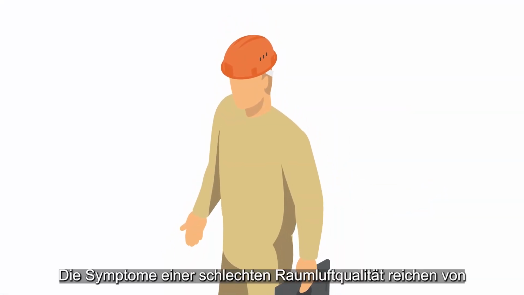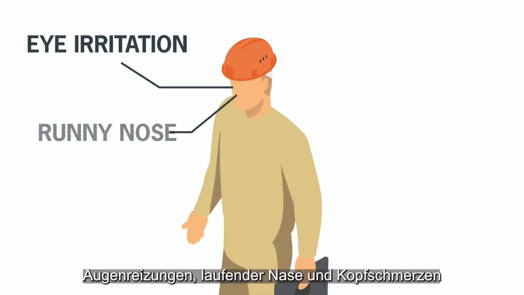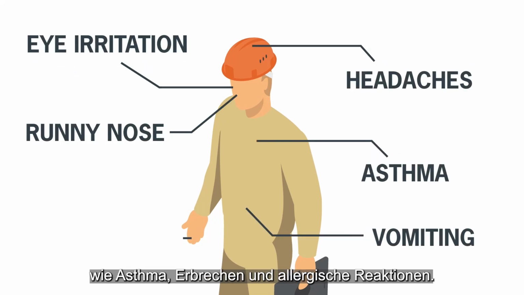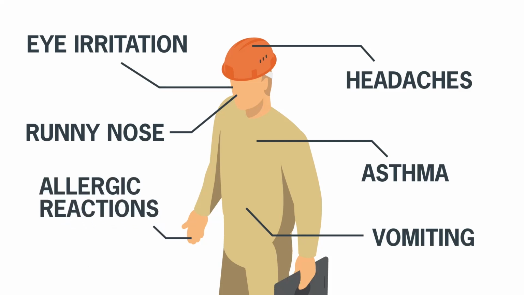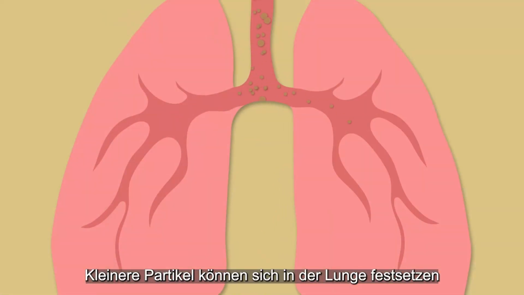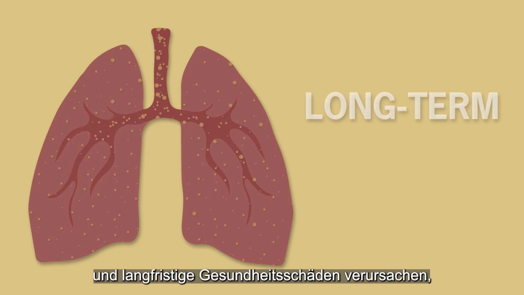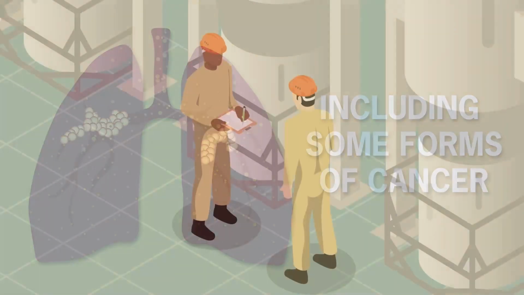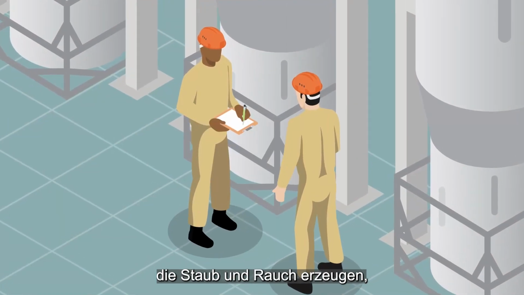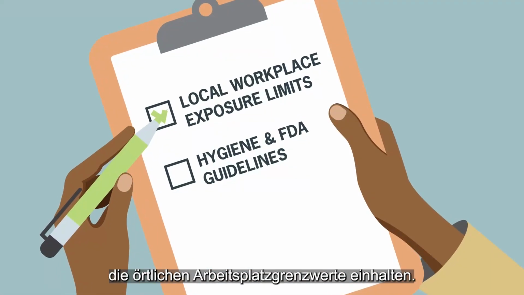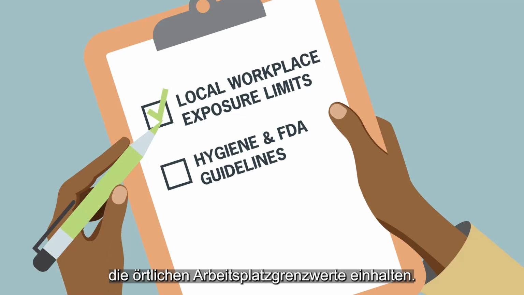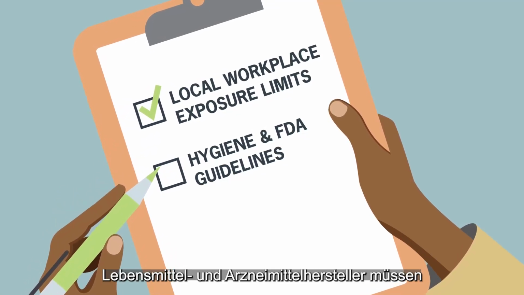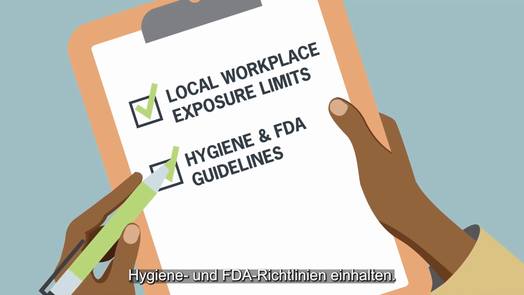Symptoms of poor IAQ range from eye irritation, runny nose, and headaches to more serious conditions like asthma, vomiting, and allergic reactions. Smaller particles can become embedded in the lungs and cause severe long-term health issues, including some forms of cancer. That's why all facilities that produce dusts and fumes must follow local workplace exposure limits. Food and pharmaceutical manufacturers must also comply with hygiene and FDA guidelines.